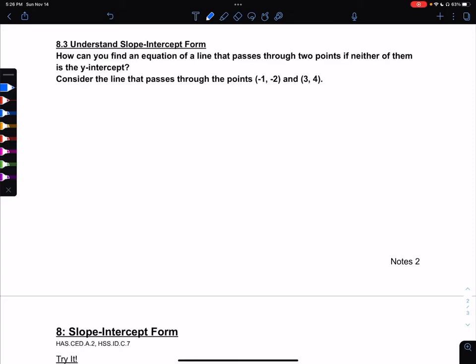Here we're going to look at topic 8, example 3, understand slope-intercept form. The question is, how can you find an equation of a line that passes through 2 points if neither of them is the y-intercept? So we're still looking for y equals mx plus b. But remember, earlier we were given the slope and the y-intercept. This time, we're not given either one of those. We're just given 2 points.